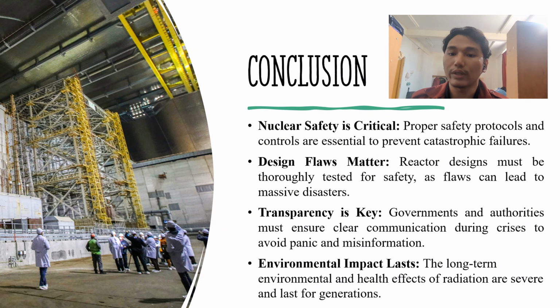There are a few things that we can conclude from this incident. One of them is that proper safety protocols need to be followed to avoid a similar mistake in the near future. Next, reactor design must be thoroughly tested for safety, as flaws can lead to massive disasters such as this one. Other than that, governments and authorities must ensure clear communication during a crisis to avoid panic and misinformation so that the accident can be contained more securely and properly.